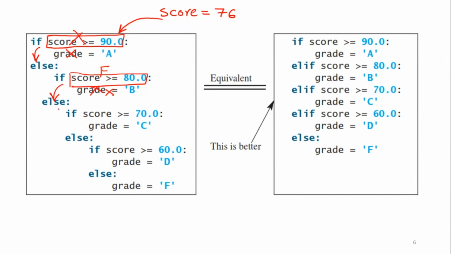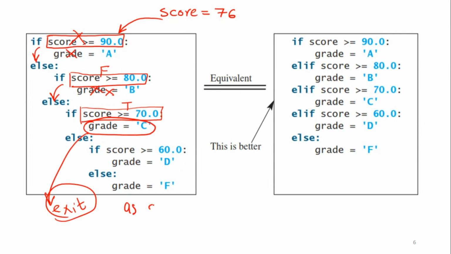And in the else, we have another condition. Is the score greater than 70? Yes, it's true. So we'll display this. We say the grade is C, and then we exit. Okay, so as soon as we exit. Okay, now this is the same as this thing over here.